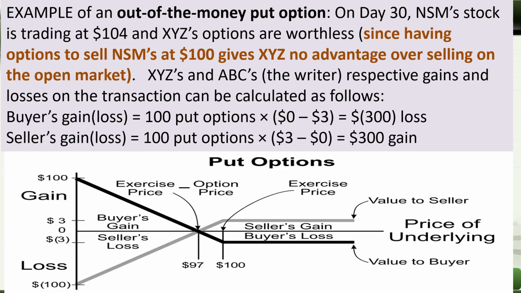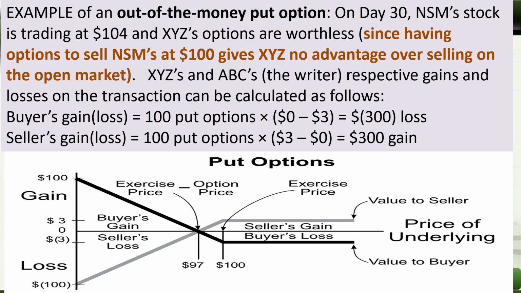See one more example for an out of the money put option, meaning it's not profitable, so the exercise cannot be done. On day 30, NSM stock is trading at $104 and XYZ's options are worthless because of that out of the money situation, since having options to sell NSM at $100 gives XYZ no advantage over selling on the open market.